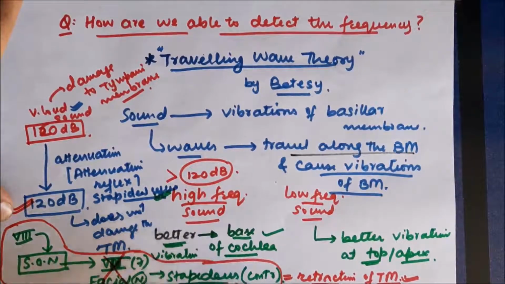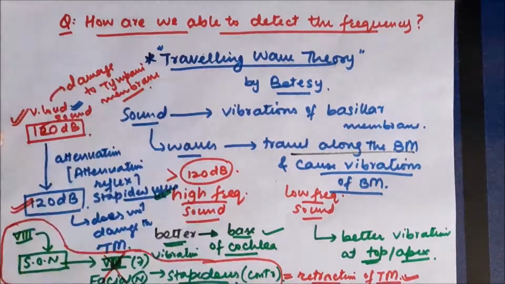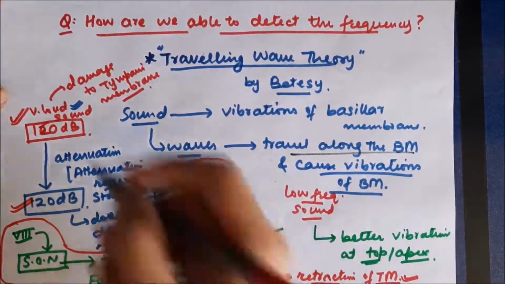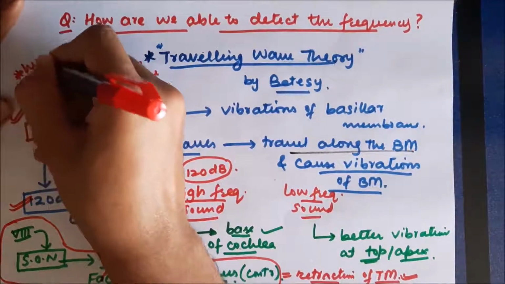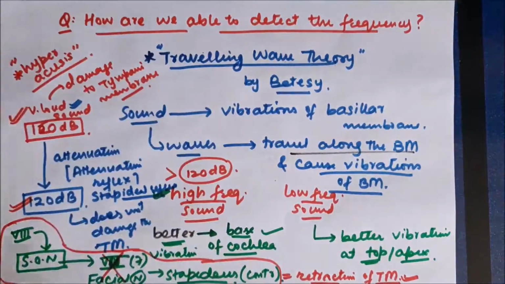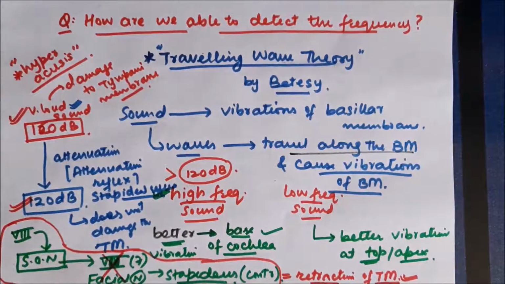Now, in case of lesion of facial nerve, this stapedial reflex will not be able to operate properly. As a result, the person will hear very loud sounds, which will be louder than the normal. So this condition is called as hyperacusis. Hyperacusis is seen in case of lesion of 7th cranial nerve or facial nerve.